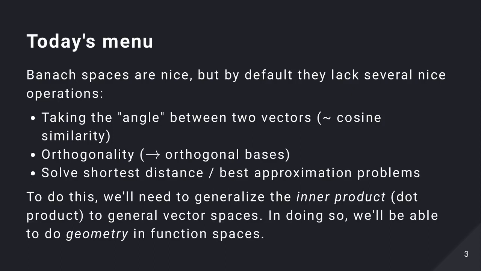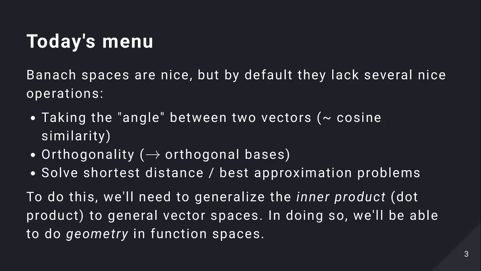So today's menu is that, okay, we have Banach spaces, they're nice, but by default they lack several very nice operations. For example, we'd like to be able to take the angle between two vectors, because if you take the idea of vectors as straight lines, then we'd like to say, I have two vectors, what is the angle between these two? Similarly, if we can take the angle, we can say, if I have a 90-degree angle between two vectors, then the vectors are orthogonal. And from orthogonal vectors, we get orthogonal bases. And of course, these are very useful when we deal with finite dimensional vector spaces.